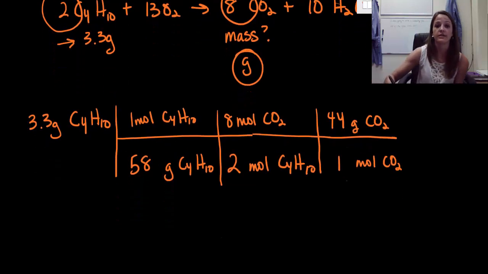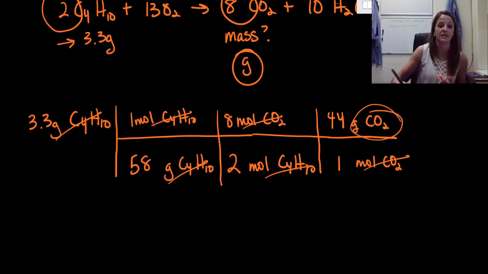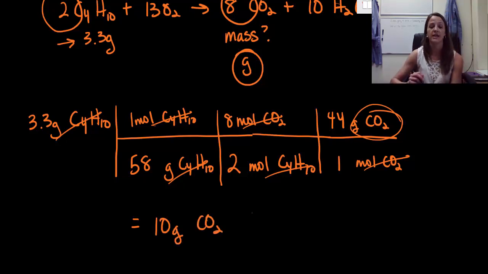Now, check your units, see if this works out. Grams of butane, cross that out. Moles of butane, cross it out. Moles of carbon dioxide, we're left with grams of carbon dioxide. It looks like our pathway is logical. So solve this out: 3.3 times 8 times 44 divided by 58 divided by 2. If you do that properly, you should get something of about 10 grams of carbon dioxide. If that doesn't make sense, stop right now and ask questions.